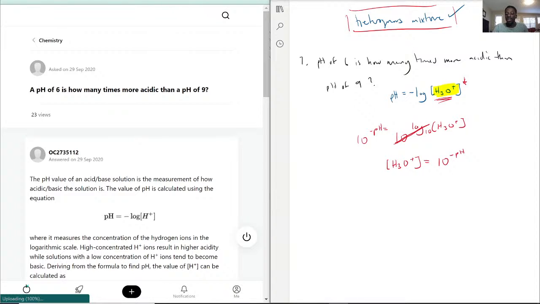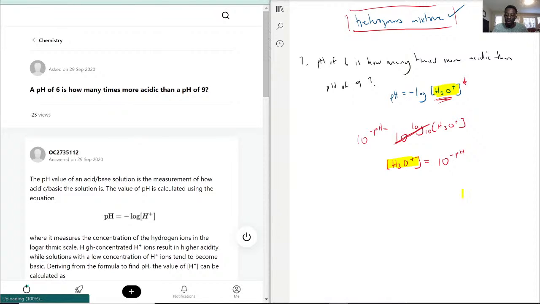Okay, so now we're going to see how much more acidic one pH is than the other, because once we find what the pH of 6 translates to in H3O, we find that out for the pH of 9, and then we divide the 6 over the 9 to see how many times more it actually overcomes it. So let's see here, 10 to the power of negative 6.